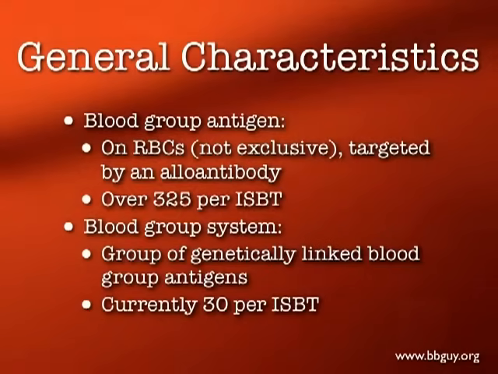General characteristics of antigens and antibodies. Well, blood group antigens are present on red cells, but not necessarily exclusively, and they are targeted by an alloantibody. In other words, an antibody against someone else's red cell antigens. That's the definition of a blood group antigen.